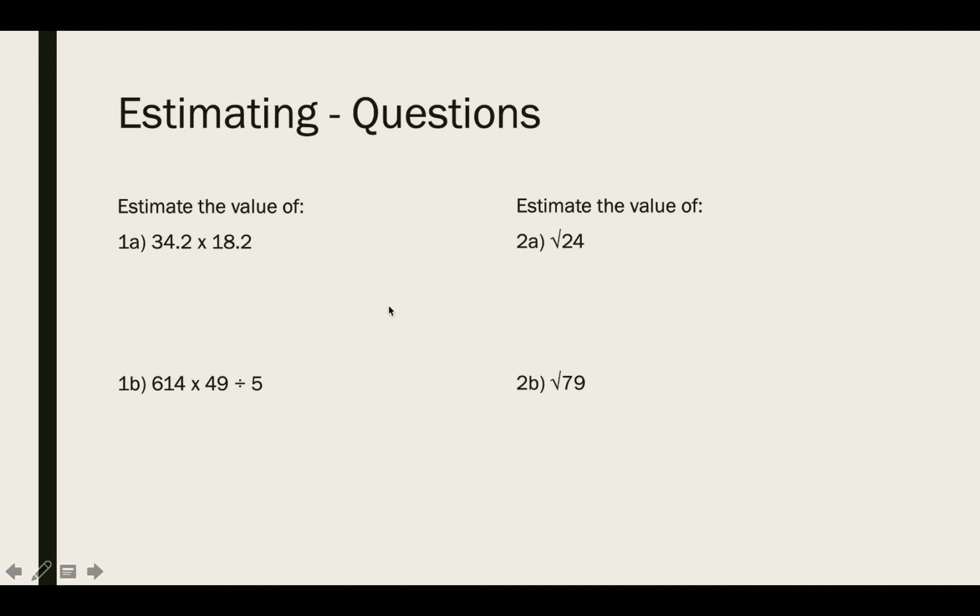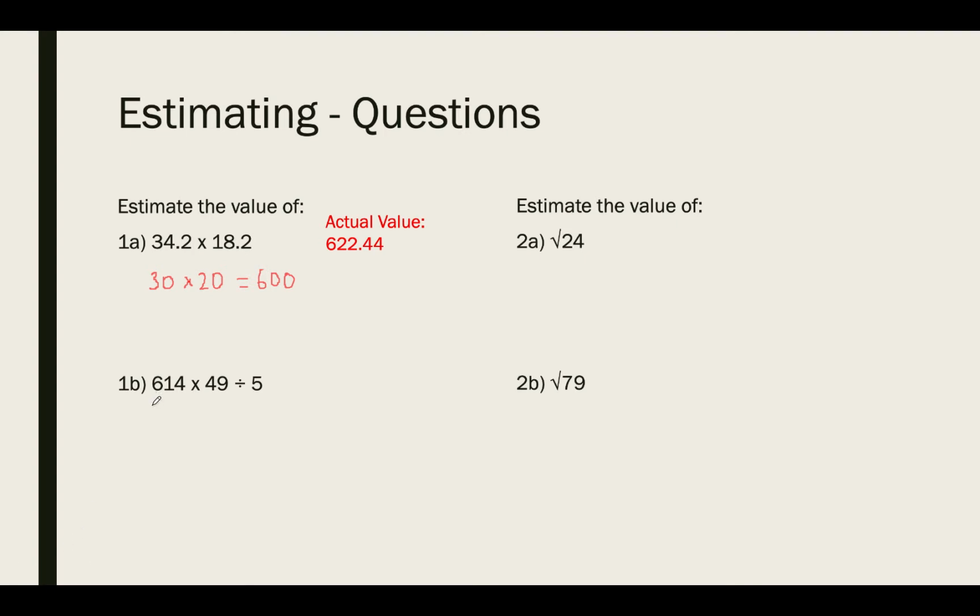Okay, so now I'm going to be going through the answers to these questions, but first we're going to get estimations up. So we're going to round these to one significant figure, so we can get this to 30 times, and then 18.2 to one significant figure is 20. So 30 times 20, which we know is equal to 600. And the actual answer for this question is 622.44. So it's actually quite a close result we got there.